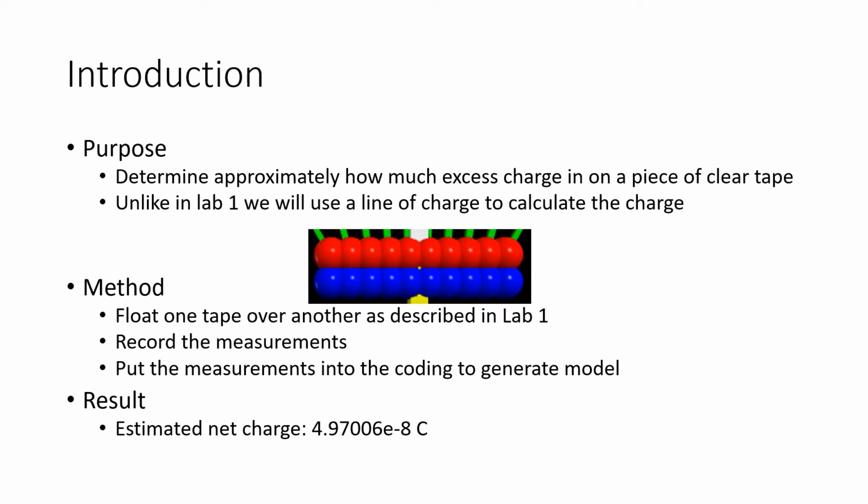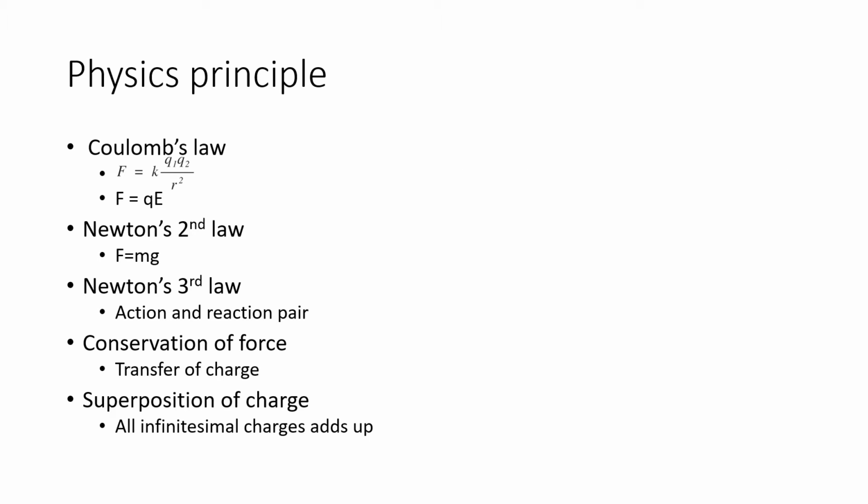So the method: we will first float one tape over another as we did in Lab 1, and then record all the measurements, like the mass of the tape, the distance the tape floats, and so on. And then we'll put those measurements into the code to generate a model. So the result of this lab is the estimated net charge of the tape is 4.97 times 10 to the negative 8 coulombs.